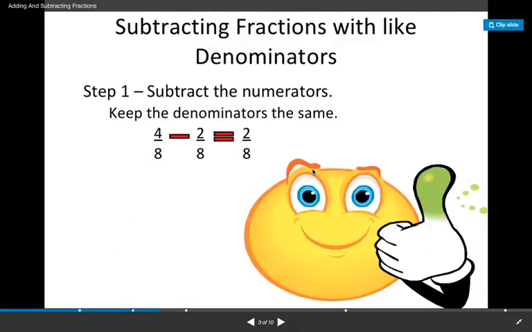When we subtract fractions with like denominators, we do the same thing. We just subtract the numerators, or top number, but we keep the denominators, so our bottom number, the same. In our example, we have 4 over 8 minus 2 over 8. So when we subtract 4 minus 2, we get 2, and we leave that over 8. So our answer is 2 over 8.